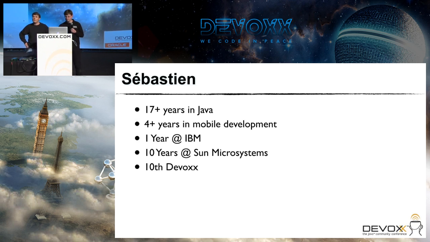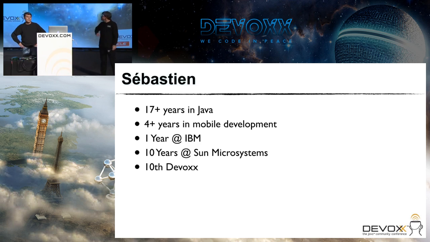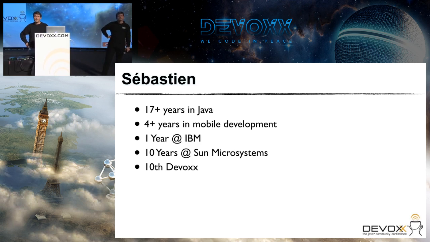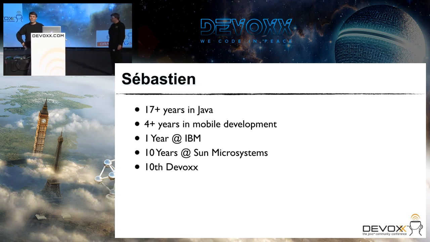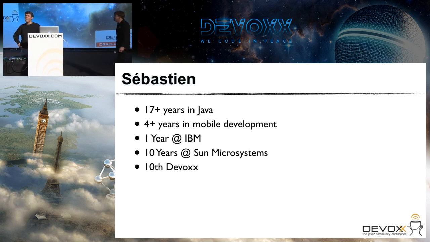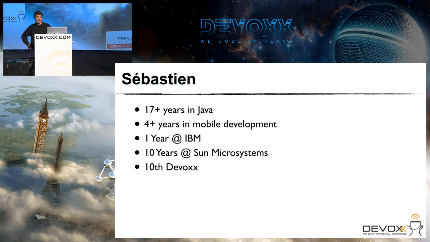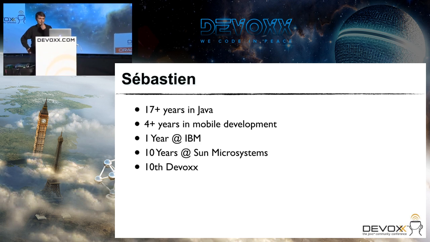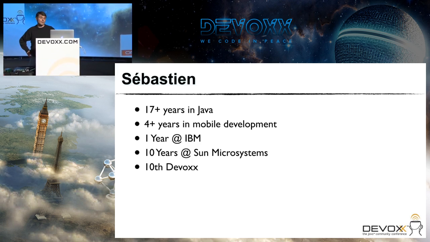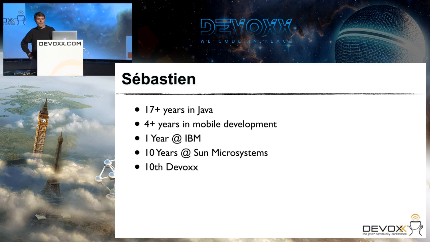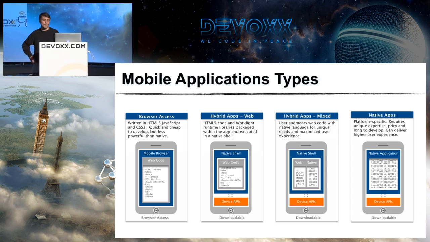And my name is Sébastien. Good afternoon to everyone. I wrote my first Hello World in Java 17 years ago, at the time before the first release of JDK 1.0. I've been doing mobile development on iOS and Android for the last 4 years. I joined IBM 1 year ago, and before that I spent almost 10 years of my professional life at Sun Microsystems. And this year it's also my 10th Devoxx I'm attending.